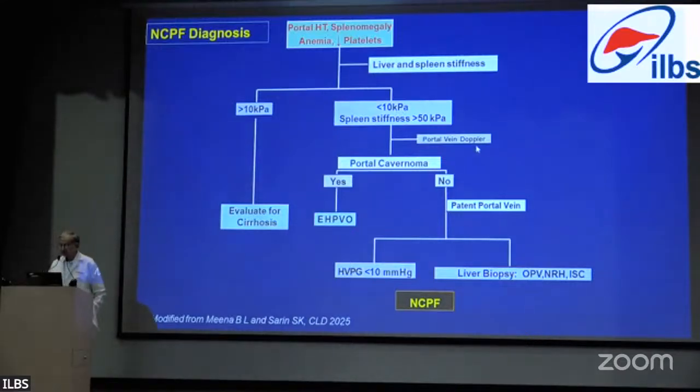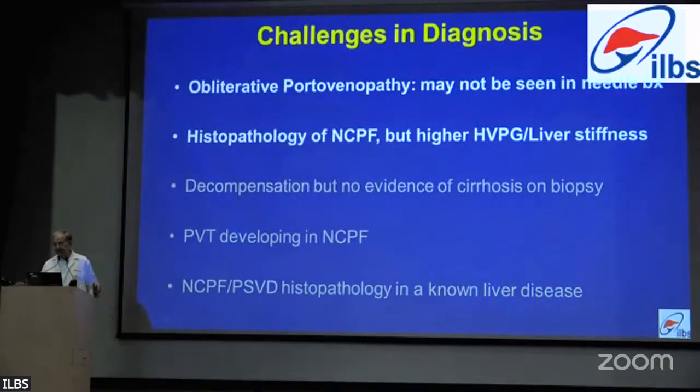So you will do a portal vein Doppler. If it is showing cavernoma, it is extrahepatic portal vein obstruction. If there is no cavernoma, there is a patent portal vein. Then you will do an HVPG, which should be normal, near normal. That is 5, 6, 7, 8. And liver biopsy will show you features of what I have shown: obliterative portovenopathy, NRH, or incomplete septal cirrhosis. But there are challenges, and now the field moves in last 2 years.